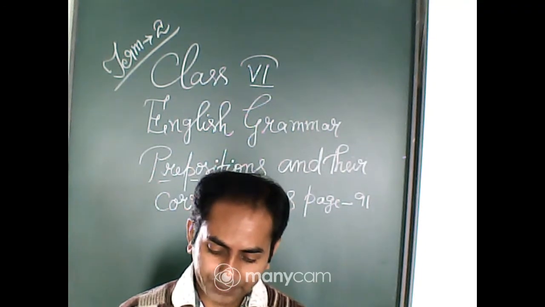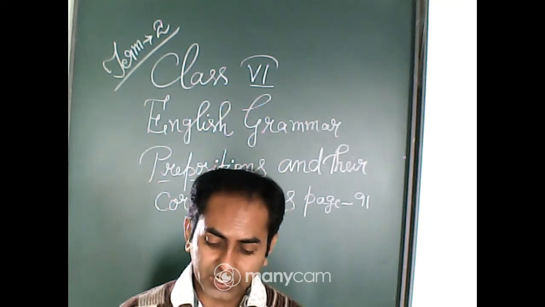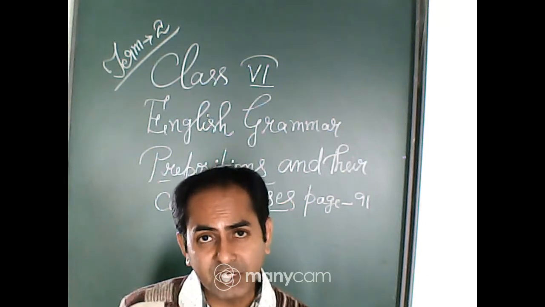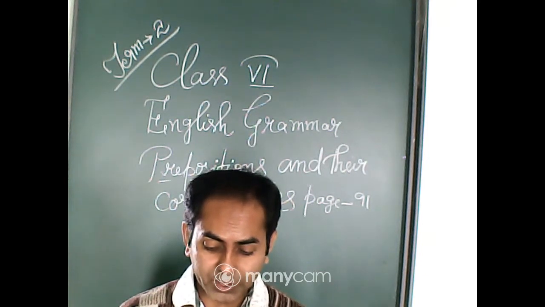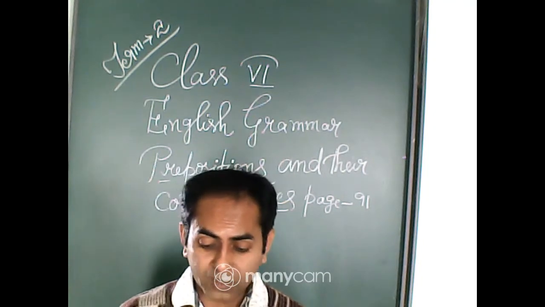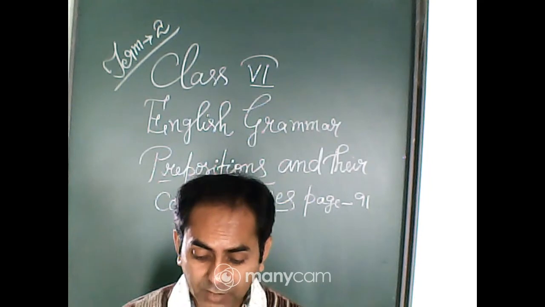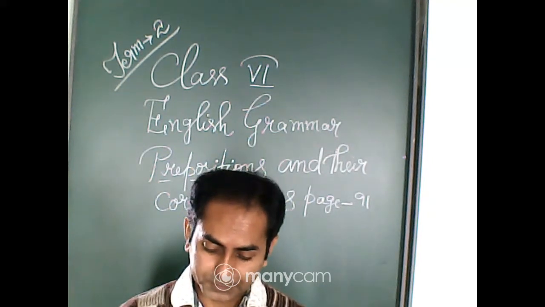Look at these examples. The pencil is in the box. Here in shows the location of a thing inside a limited area. So here in is again used in a definite manner. That means it is showing the location of a thing inside a limited area. This box is a limited space, a limited space where the pencil is kept.